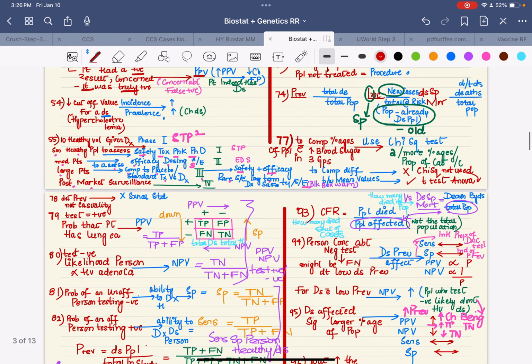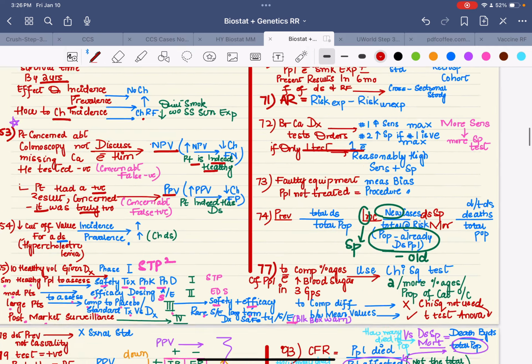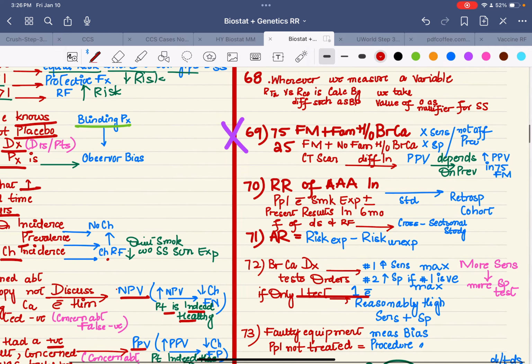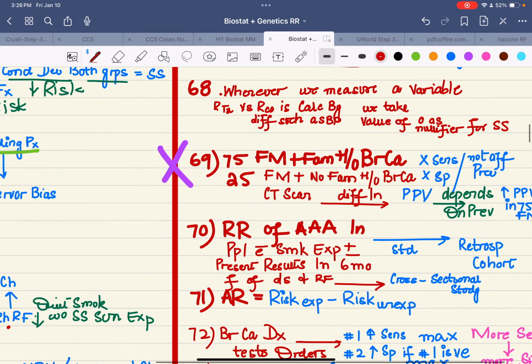Let's see if we have like 69, and then okay, maybe we'll find it later on. Okay, yeah, 75 female. Right here, 75 female, and then who has family history of breast cancer. 25 female, no history of breast cancer. Both have done CT scan.